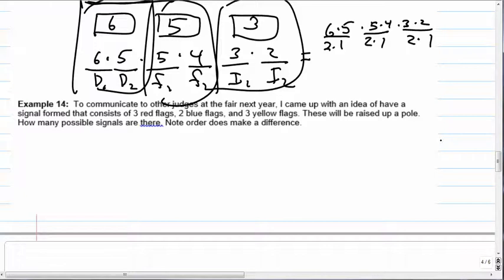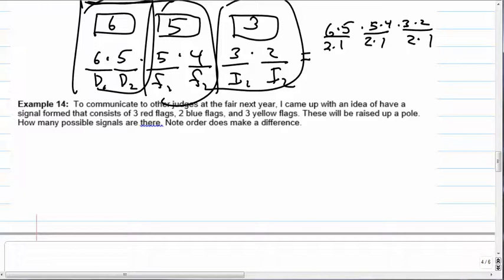Last problem here. This is the one that's a little crazy. And we'll do this in another 30 minutes. How do you like that? To communicate with other judges at the fair next year, I came up with an idea of having a signal formed from 3 red flags, 2 blue flags, and 3 yellow flags. These are going to be raised up on a pole. How many possible signals are there?